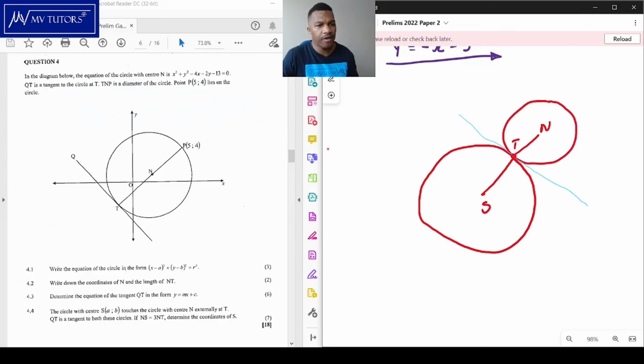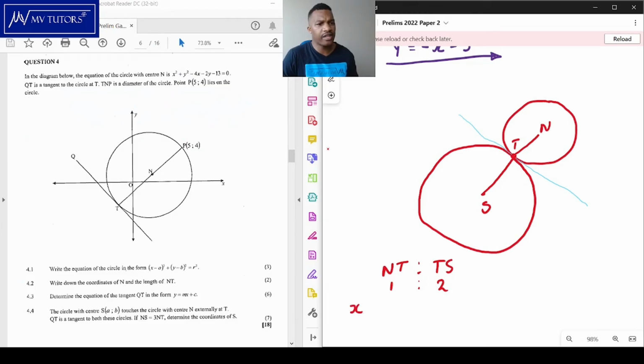Now if I want to make a ratio between NT and TS, which is radius to radius: if NT is 1, TS is going to be 2 or 3? It's going to be 2, because remember it's NS that is times 3, but TS is times 2. I hope you're able to make that difference.